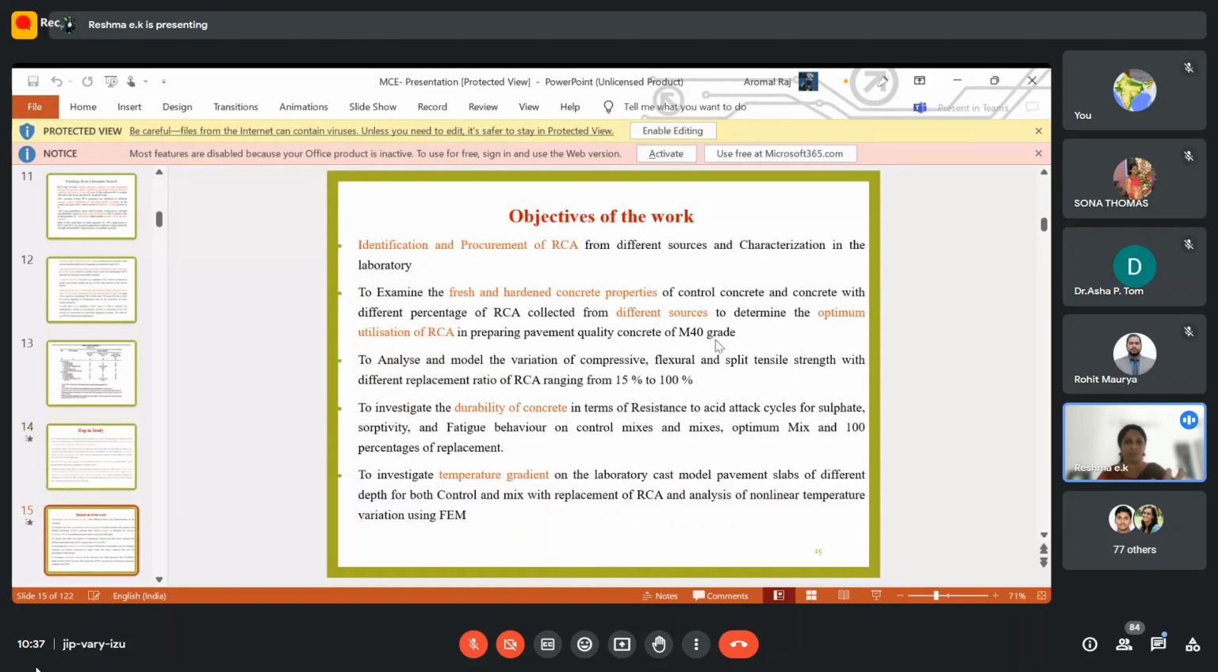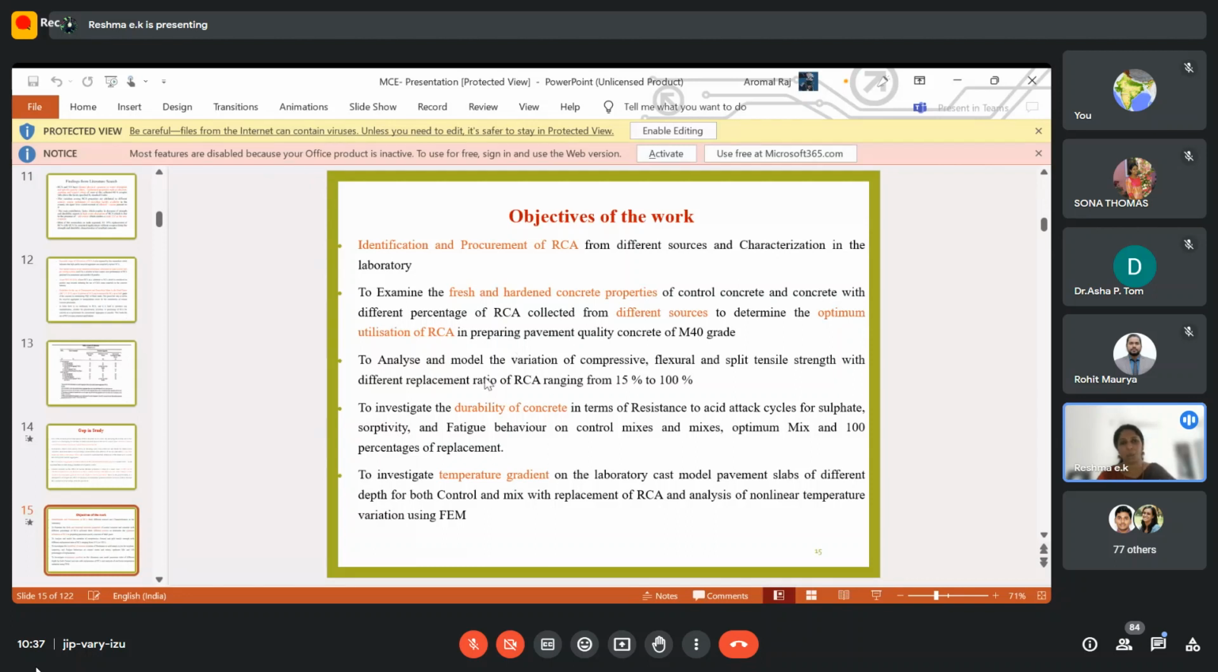This is just my PPT, which I presented for my thesis. I did not get enough time to make some alterations, so it is given as such. The objectives: the identification and procurement of RCA, then analyzing fresh and hardened concrete properties, and optimum utilization. Obviously, when we start replacing from 10%, then 20, then 30, finally I should be able to get an optimum percentage.